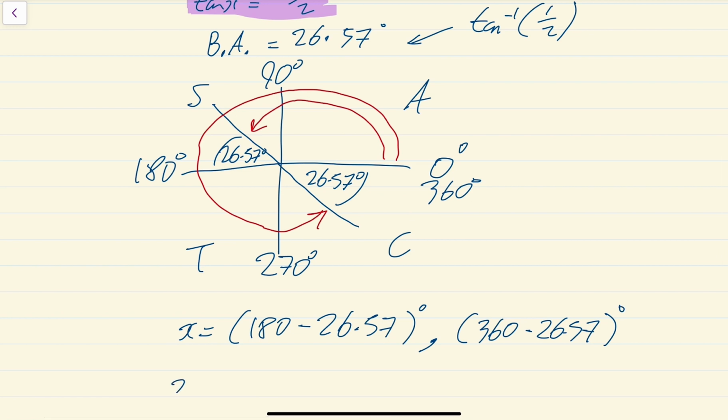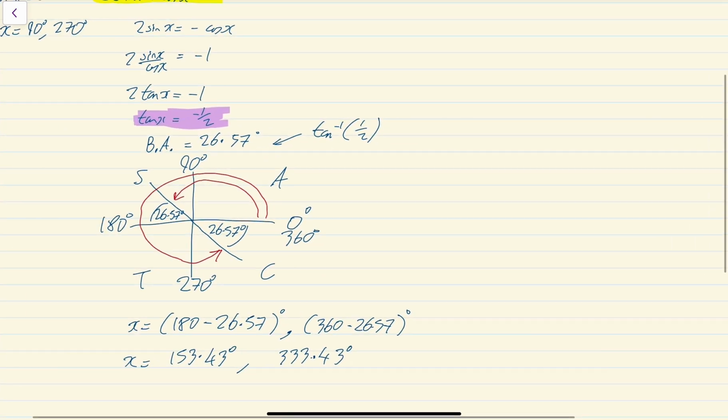If we work those out and see what we get, 180 minus 26.57 works out to be 153.43 degrees. And then the other one is going to work out to be 333.43 degrees.